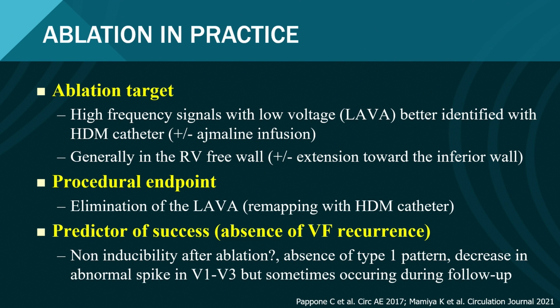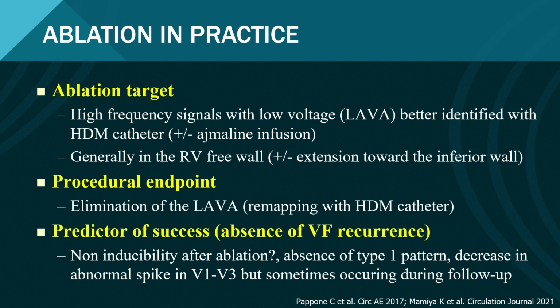Be careful not to use it in severe Brugada syndromes and get in trouble. Generally, the target is localized in the RV free wall, so RVOT, RV free wall, and some rare extensions in the inferior wall. The procedure endpoint is the elimination of those potentials. Unfortunately, we cannot rely on having the Brugada pattern on the 12-lead ECG disappearing because this may take time.